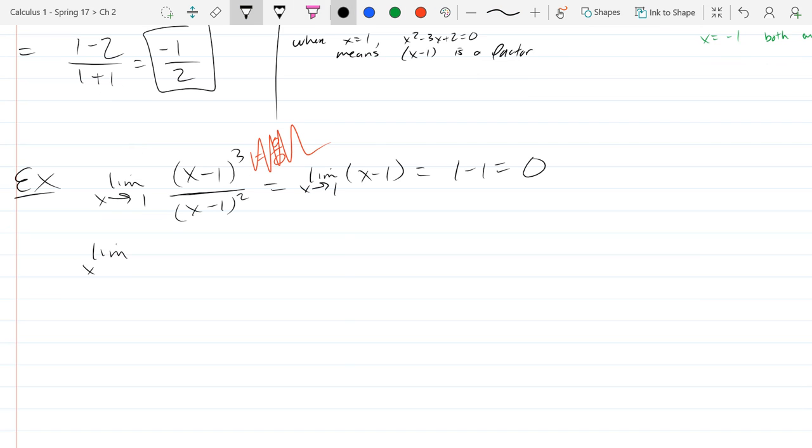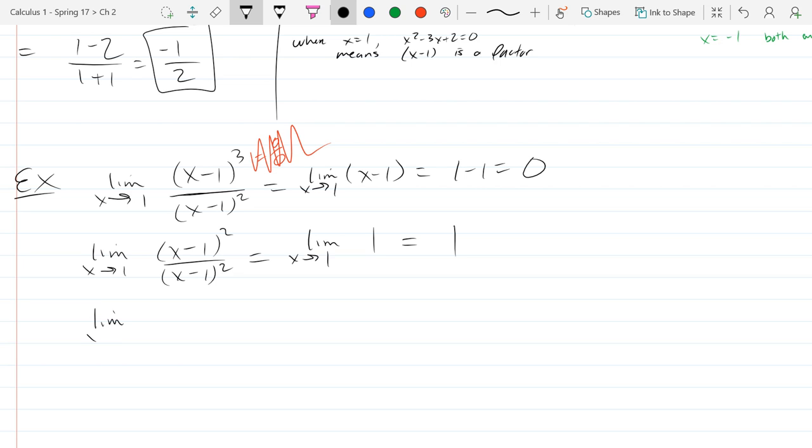So we'll do another problem. It'll look very similar. What is this reduced to? Should be really easy. 1. So limit of 1 as x approaches 1. What is the limit of 1 as x approaches anything? One, it's constant.